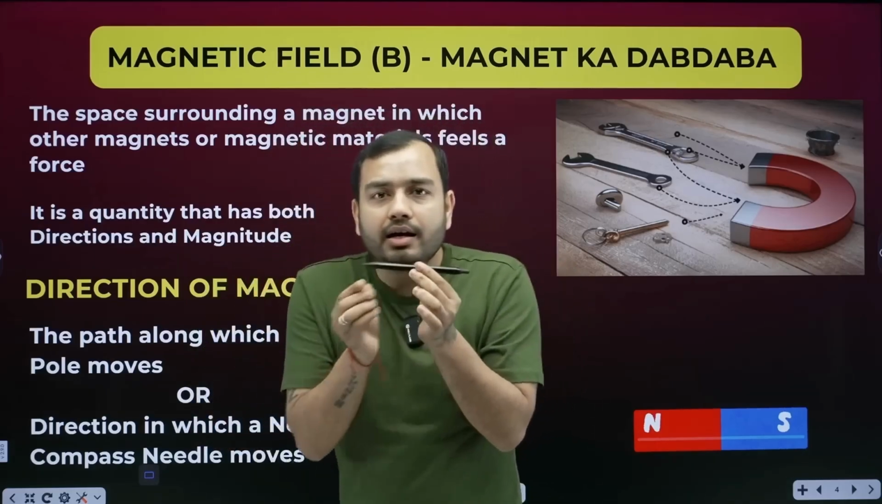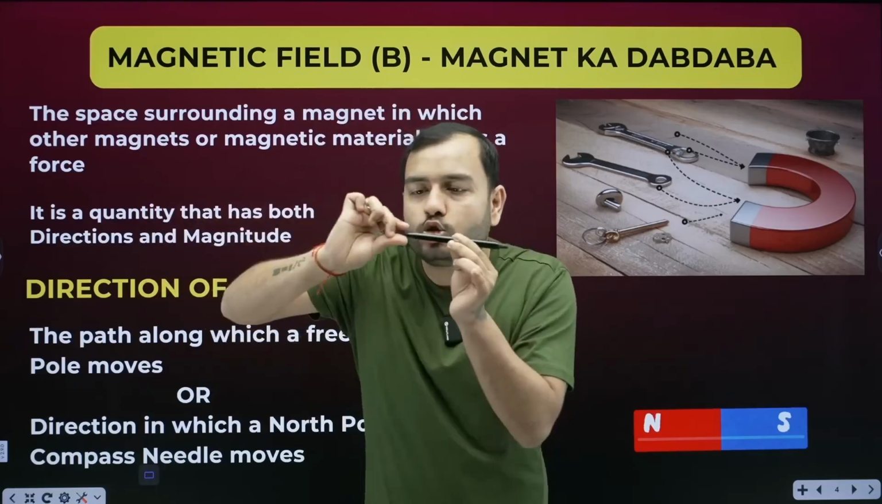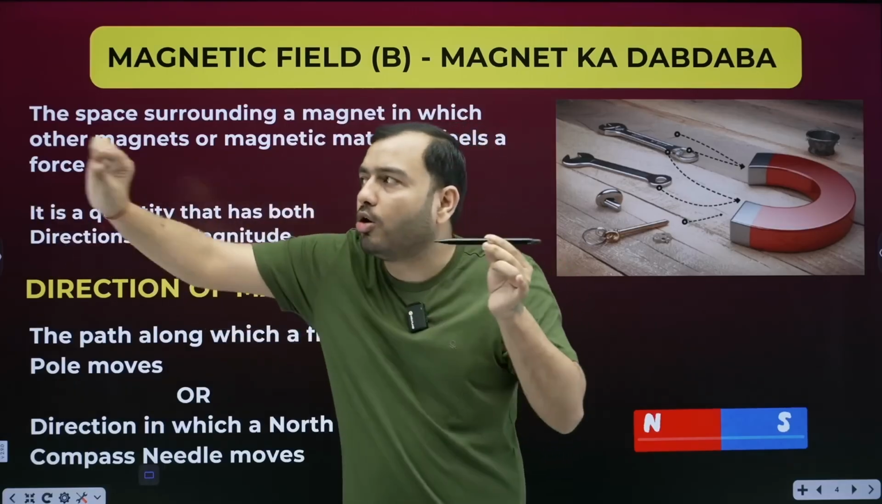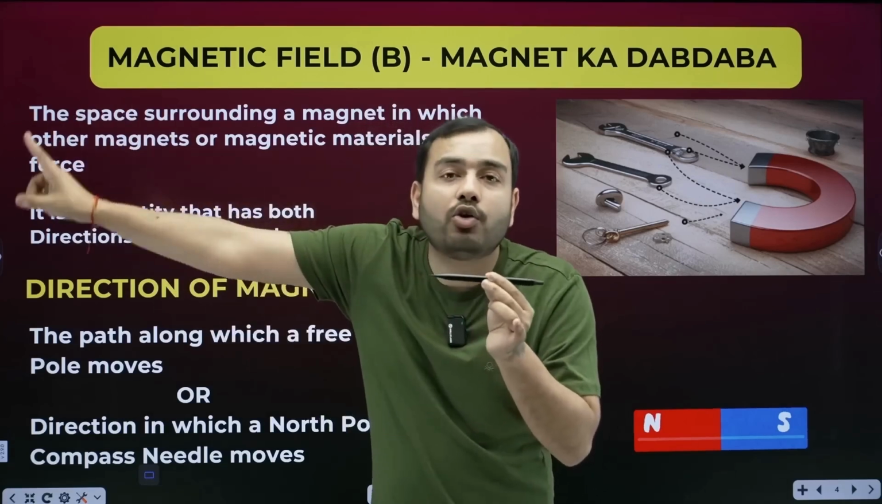Suppose this is a magnet. If I put an iron key near it, it will stick. Keep it like that, it will stick. Kept it further, now it is not coming. That means the field of this magnet is getting over.